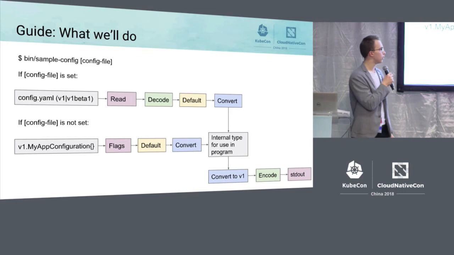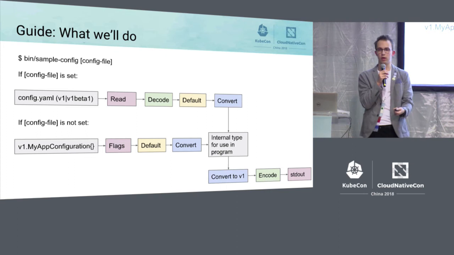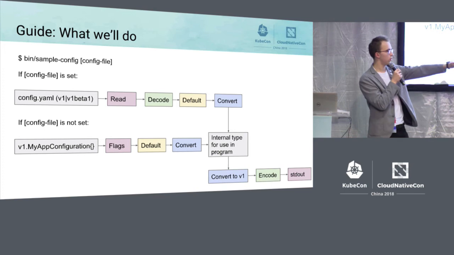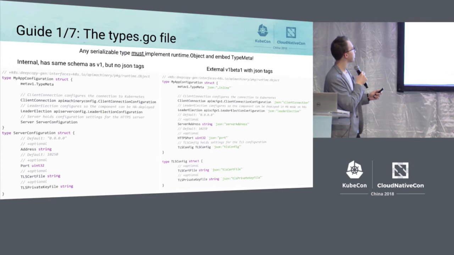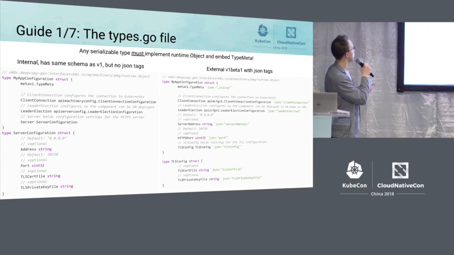Then we start with an empty external type. We apply the flag value, in this case the bind address. We default it and convert it to the internal type. And now we can continue using the same code path there and just marshal this to bytes again. So you might have seen what Kubernetes API types look like. This is basically what it looks like. Normal Go configuration.